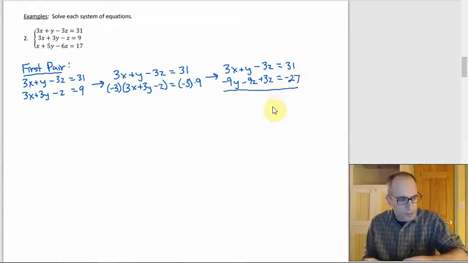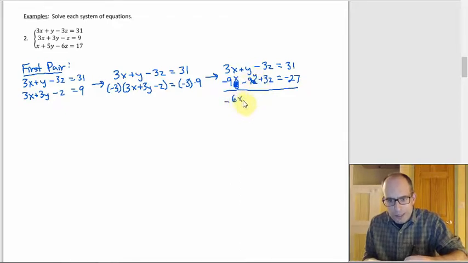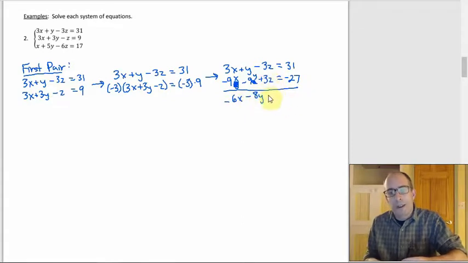And let's see, then if I add down, oh, no wonder this looked weird. That should be an x, and that should be a y. I don't know what I was thinking about. So minus 6x minus 8y, no z term because we got additive inverses, and then this equals 4.